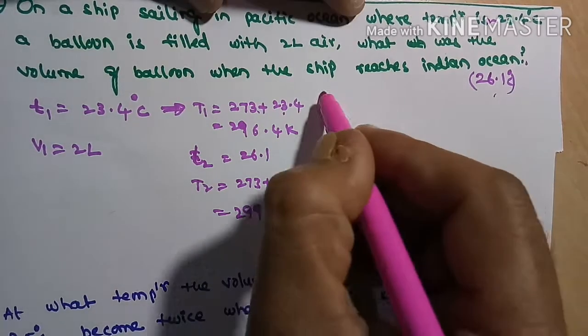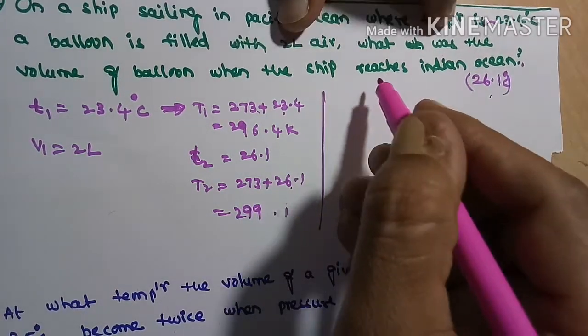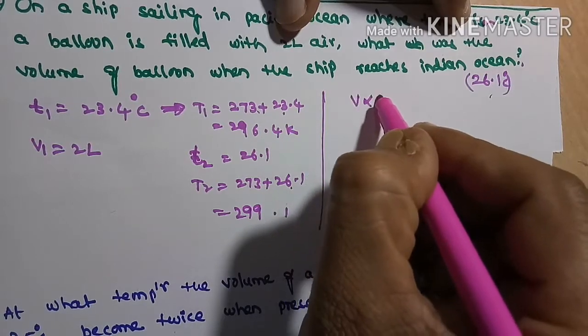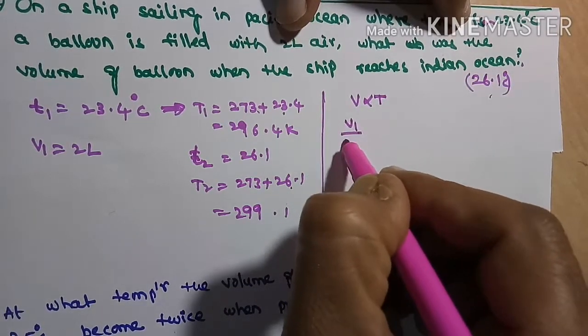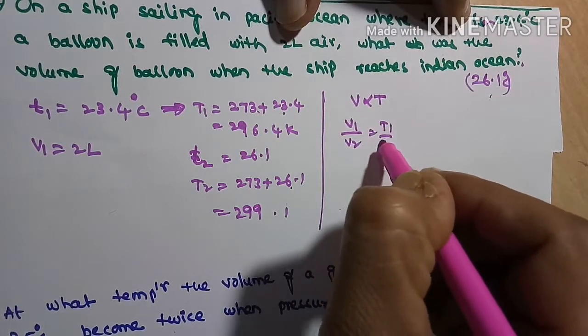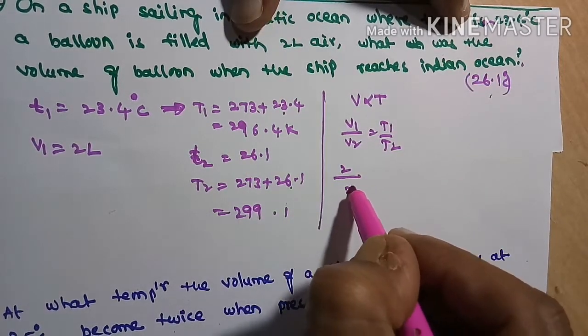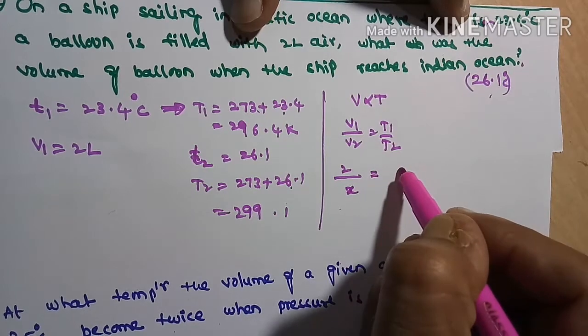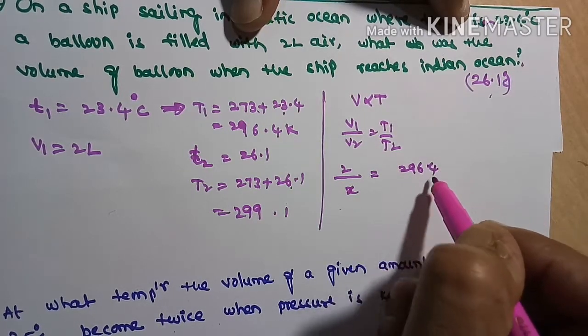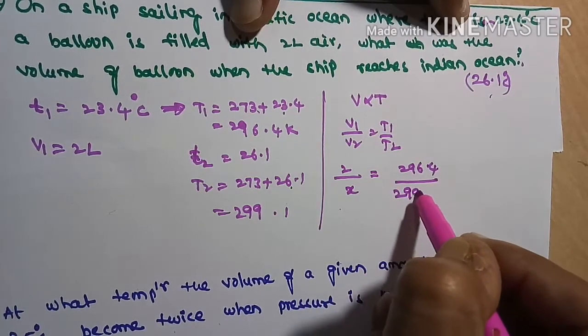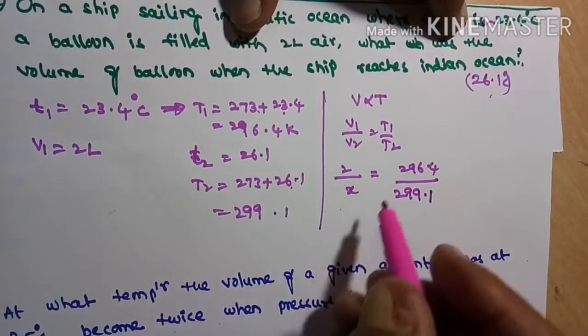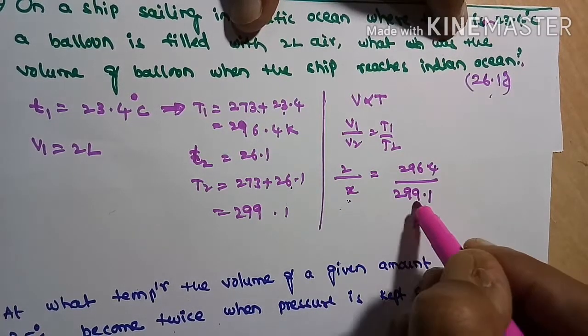Then what relation do we have? V is proportional to T, so V1 by V2 is equal to T1 by T2. V1 is 2 liters, V2 we should find out, T1 is 296.4, and T2 is 299.1. Then x comes to this side, and 299.1 goes over.